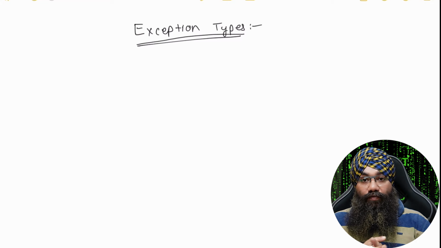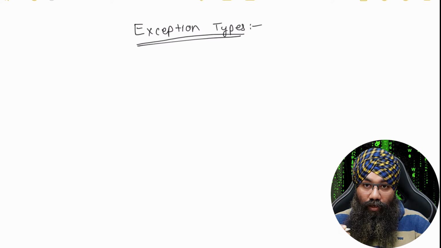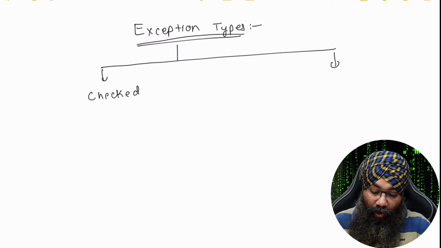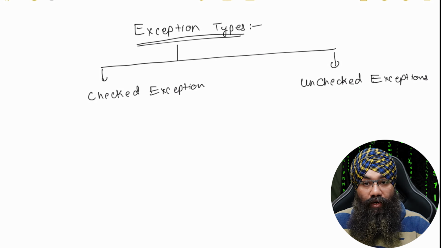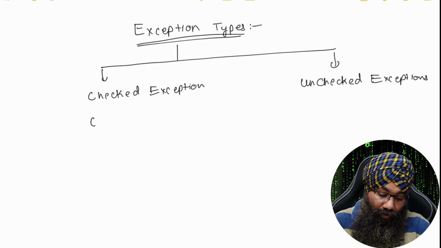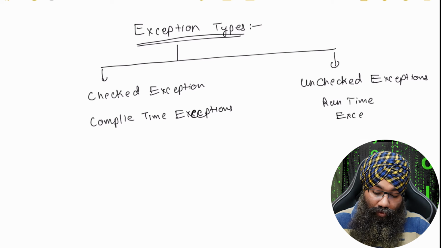So welcome back friends. In this section we will learn about exception types. Generally speaking, exceptions are of two types: checked exceptions and unchecked exceptions. Checked exceptions are also called compile time exceptions, and unchecked exceptions are also called runtime exceptions. So let's write that as well. Compile time exceptions, runtime exceptions.